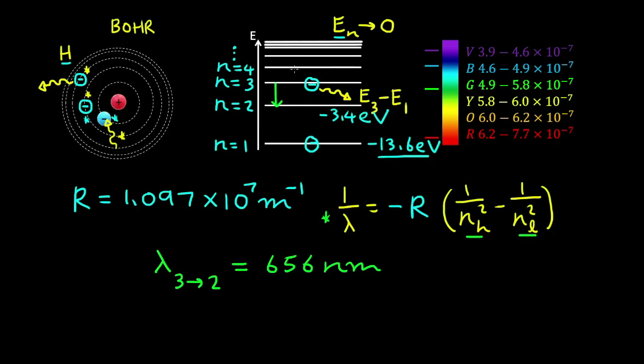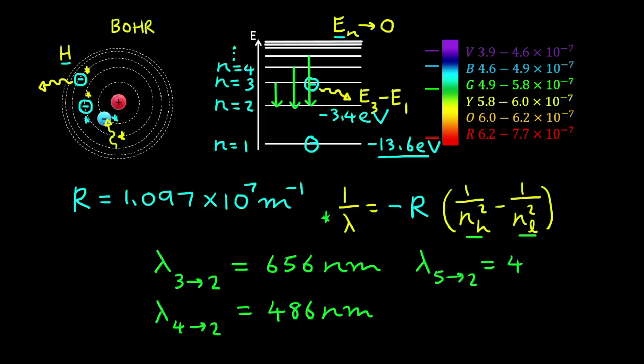And if the electron jumps from the energy level n equals 4 to n equals 2, so you could substitute nh equals 4 and nl equals 2, and what you'd get is 486 nanometers. And similarly, from 5 to 2, you get 434 nanometers, and the wavelength from energy state 6 to 2 is 410 nanometers.